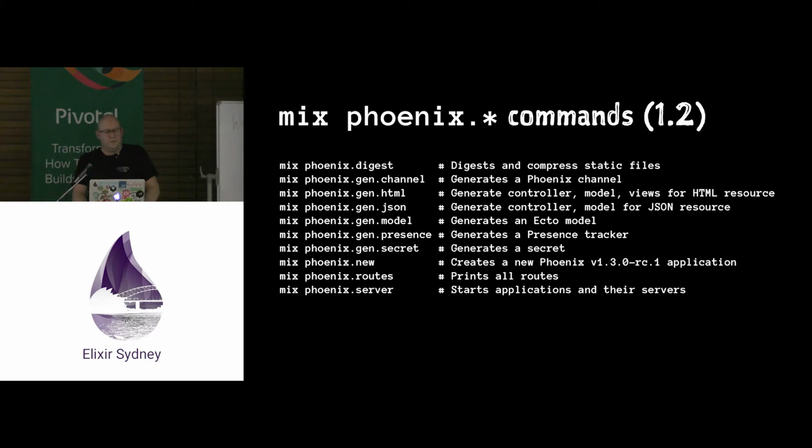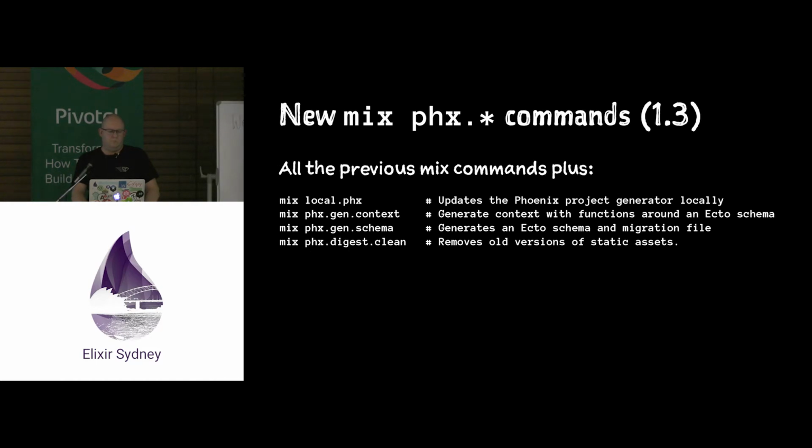Haha, Rails. So this is what essentially all of the Phoenix mix commands look like in 1.2. Most of you should be familiar with it if you've used it before. There's nothing too dramatic in there. These are the new ones. So you've got a way to clean out digests. You've got generating ecto schemas and migration files. I'm not actually sure quite what that does, but once we play with it a bit more, we'll find out.